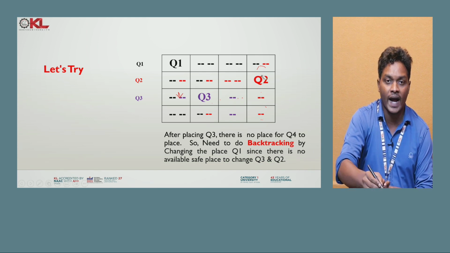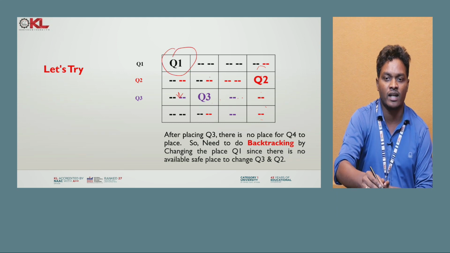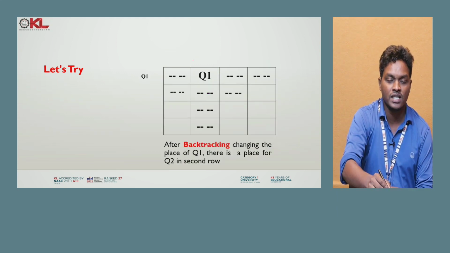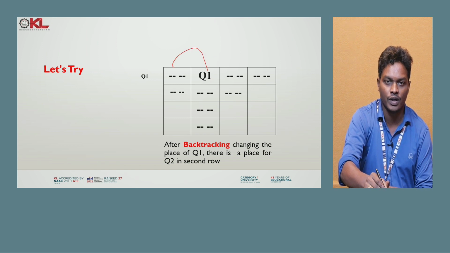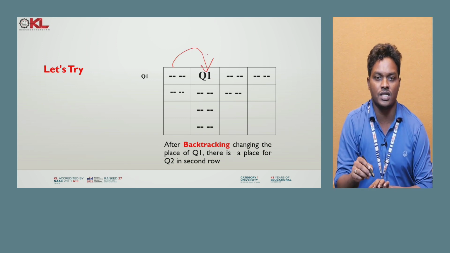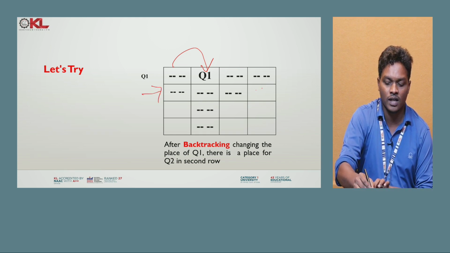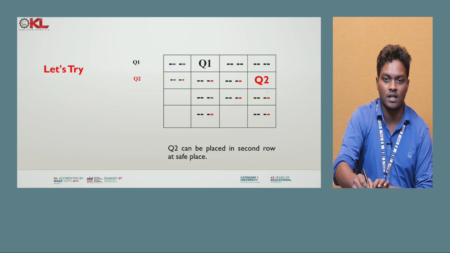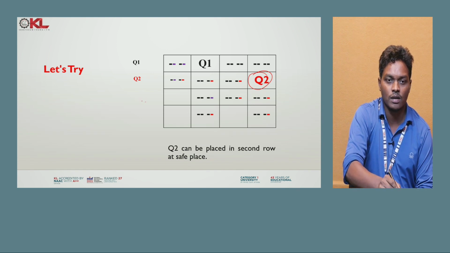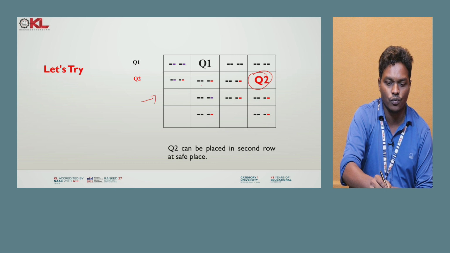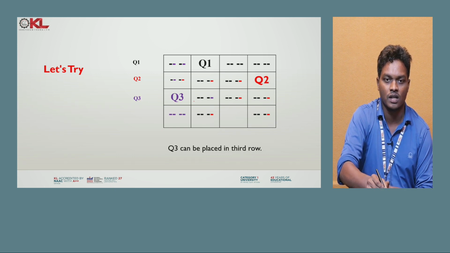Then we need to backtrack q1. So we are changing the q1 position from here to here. Now, is there an available space for q2? Yes, there is an available space, so we can place q2 here. Next, is there an available space for q3 in the third row? Yes, we can place q3 here. In the next step we have placed q3 here.